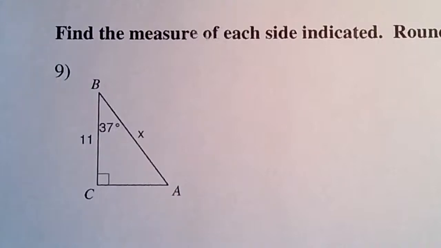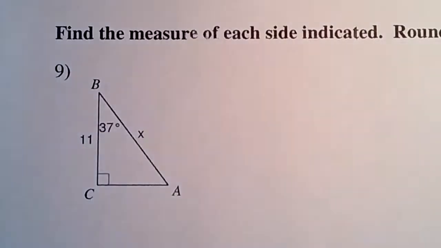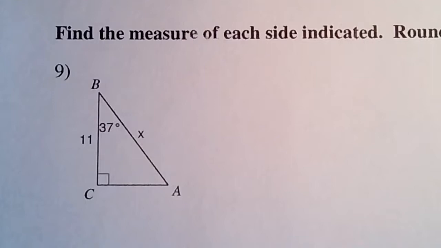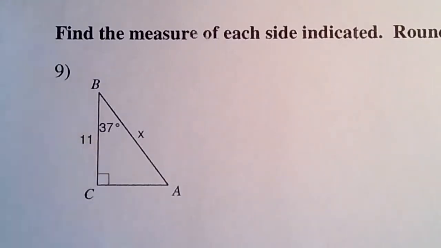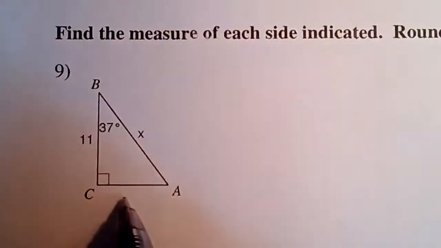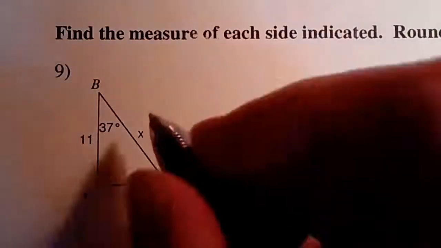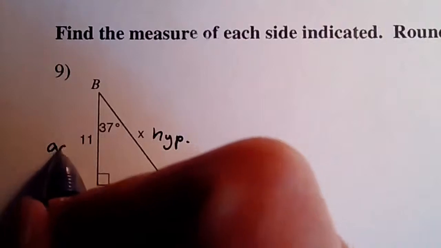Okay, now we're going to go over how to find a missing side length. So we're given an angle, and that's going to be our angle of reference. Okay, so we're given the angle 37 degrees, and we're given the side 11 and the side x. We just need to label which ones they are. So if I'm standing on the 37 degrees, and that's my angle of reference, then I'll know that this side opposite here, CA, is the opposite side. It's across from it. And this side is the hypotenuse. And this side is the adjacent.